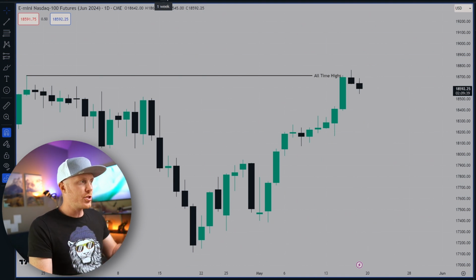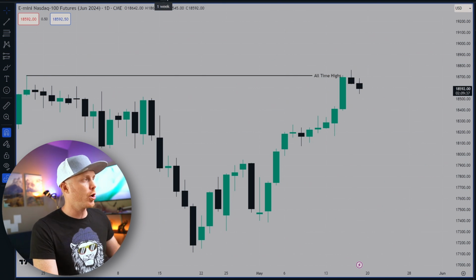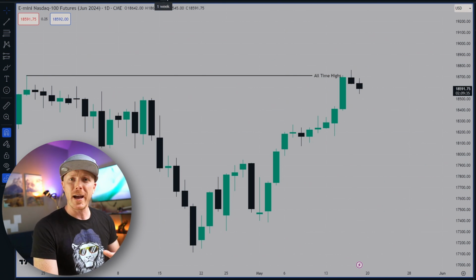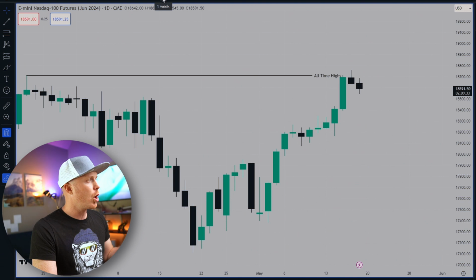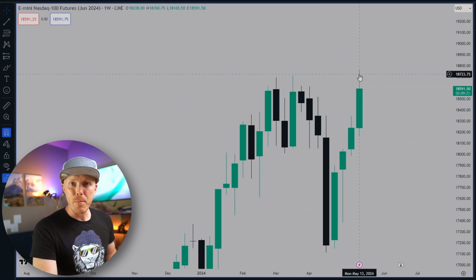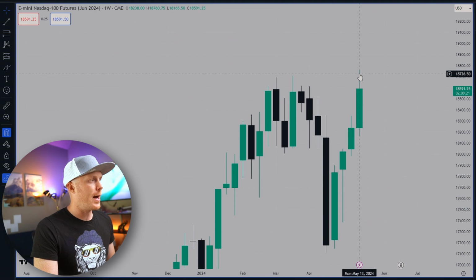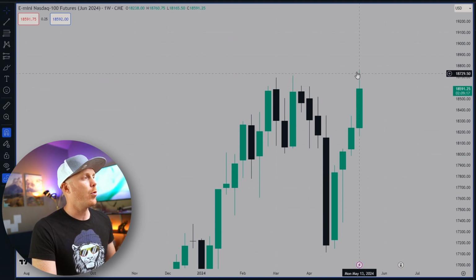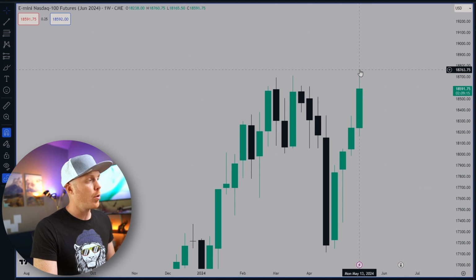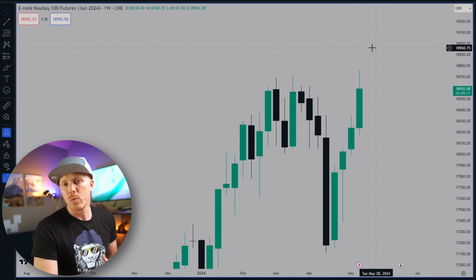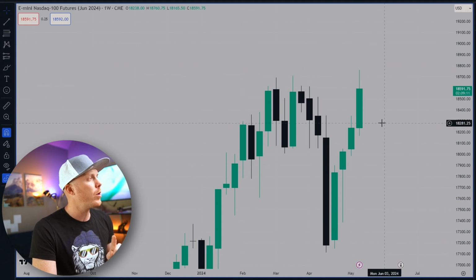So when we're looking at this chart right here, I'm looking currently at a daily. But when I want to find the draw on liquidity, I will always start on a higher time frame. We'll look at the weekly. Well, yesterday price hit all-time highs. We see all-time highs hit right there. So from a weekly standpoint, could price go higher? Yes. Could price go lower? Yes. So we really don't have a clarity on draw on liquidity from the weekly.